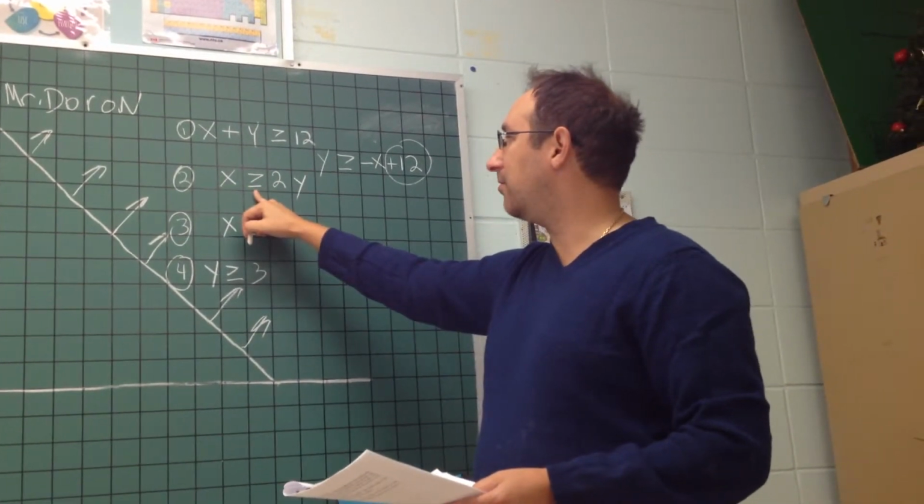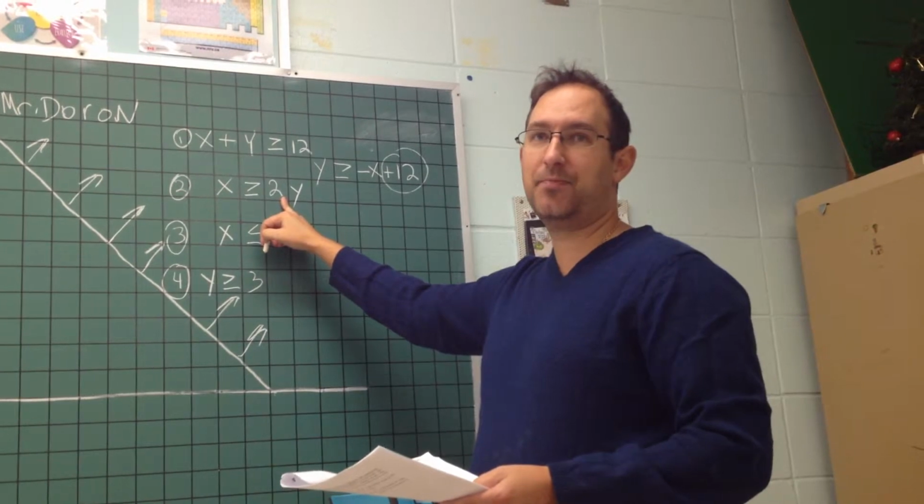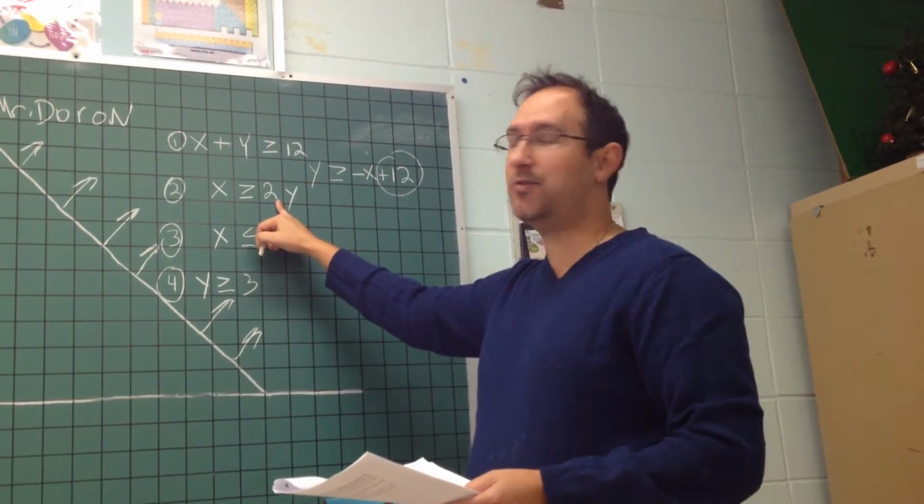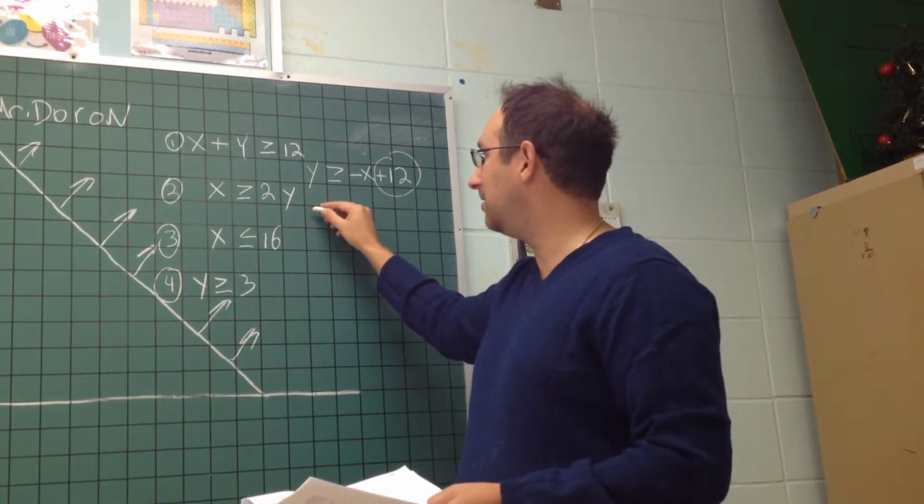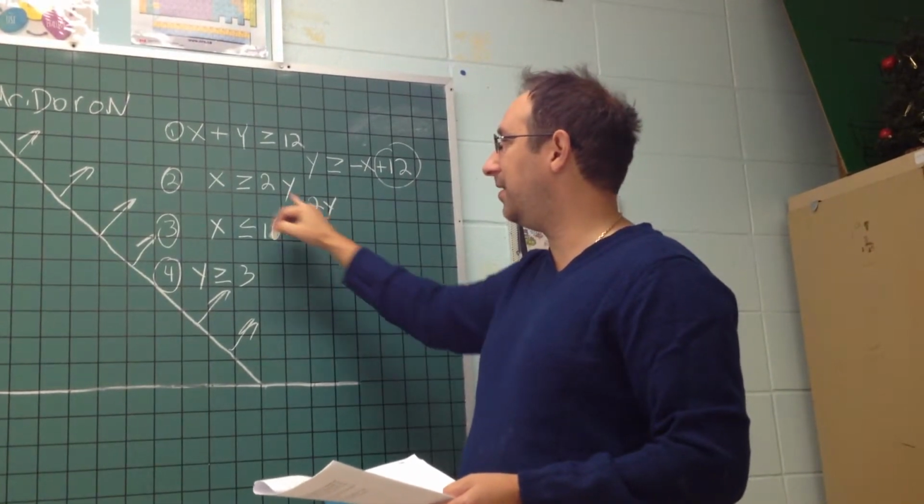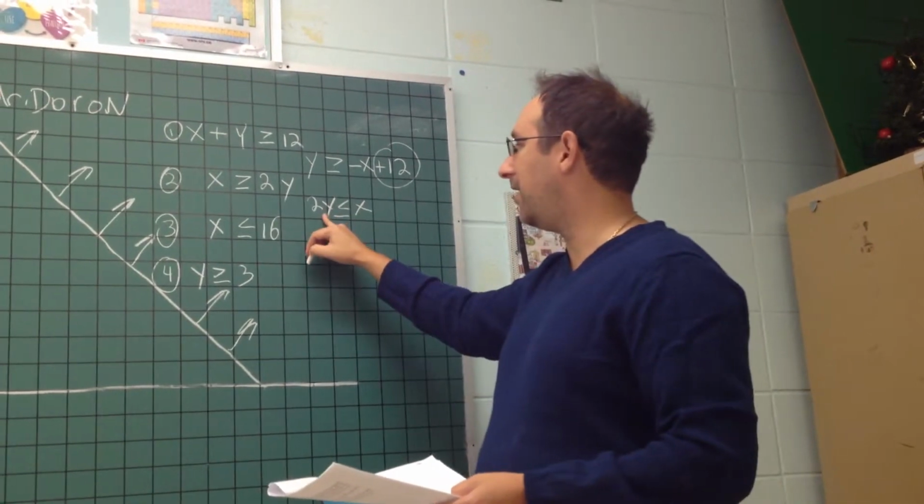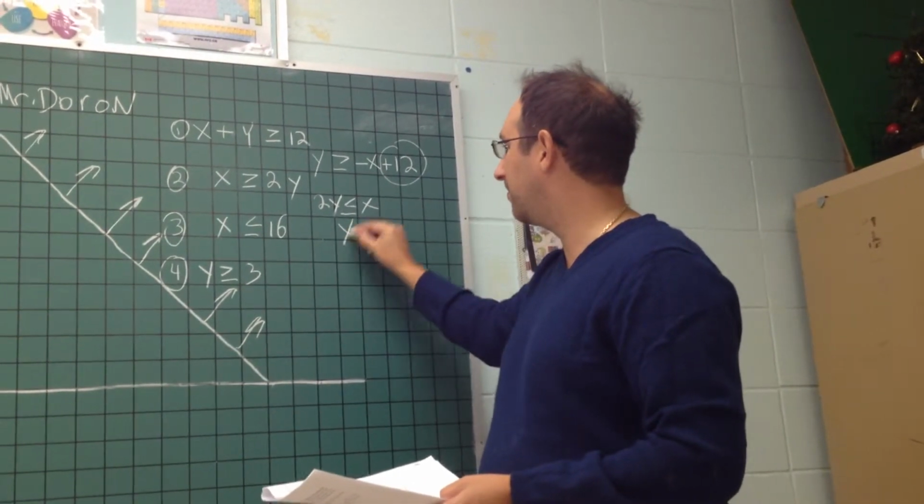x is greater than or equal to 2y. I know that I need to put the y's on the left-hand side, so you switch the sides, and everything else goes on the other side. So it becomes less than. If I flip it, I need to flip the sign as well. Then I'll divide both sides by 2.